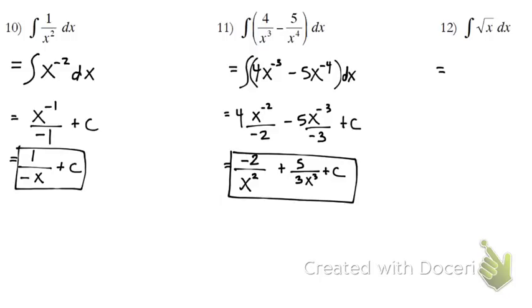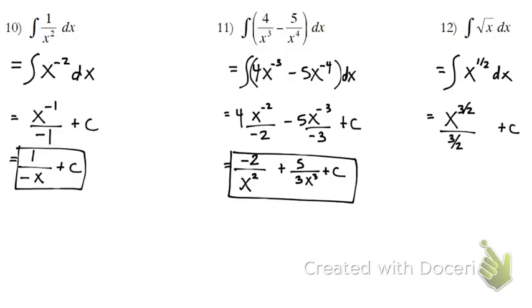And last but not least, number 12. For the square root of x, I can rewrite that as x to the 1/2 dx. If I bump up that exponent by 1, that becomes x to the 3/2 over 3/2. Now, you guys are going to start to see me doing a shortcut when it comes to problems like these. Oh, don't forget about your plus c, by the way.